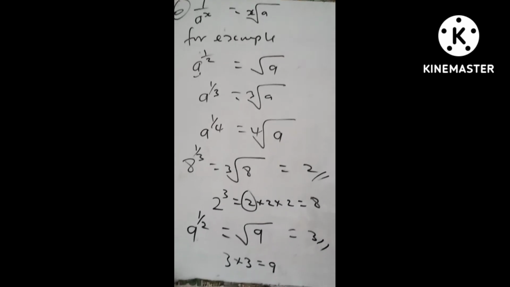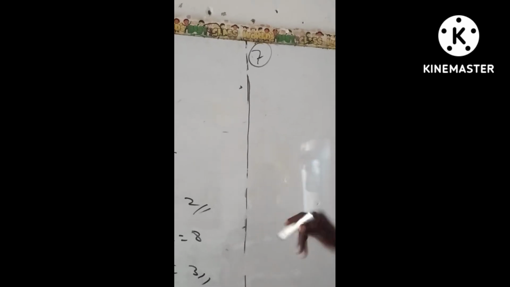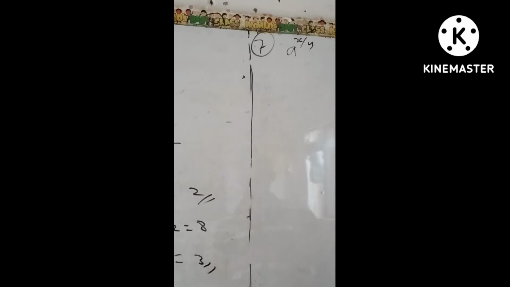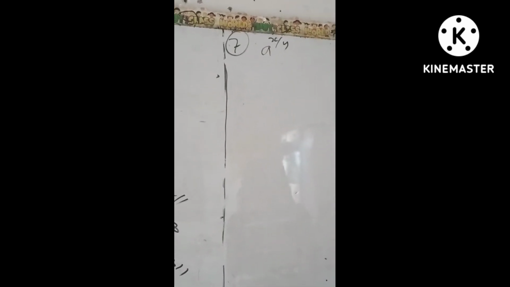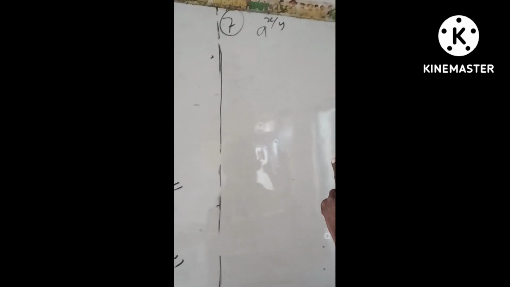Now let's consider the 7th law of indices. The 7th law of indices, which is the last law, can be written as a to the power of x over y. Now I want us to look at this very properly. I want to split it and see if we can simplify it to a simpler form that we can understand.